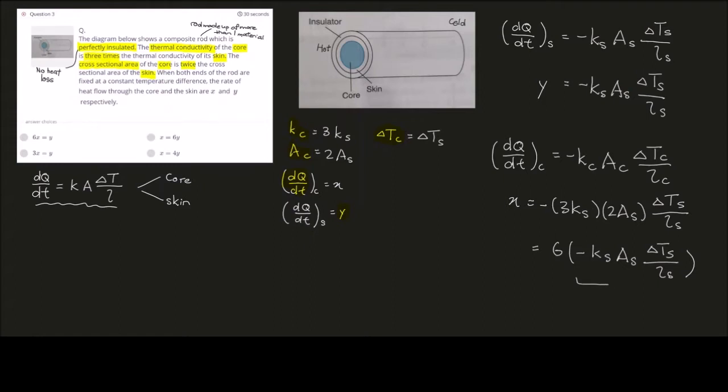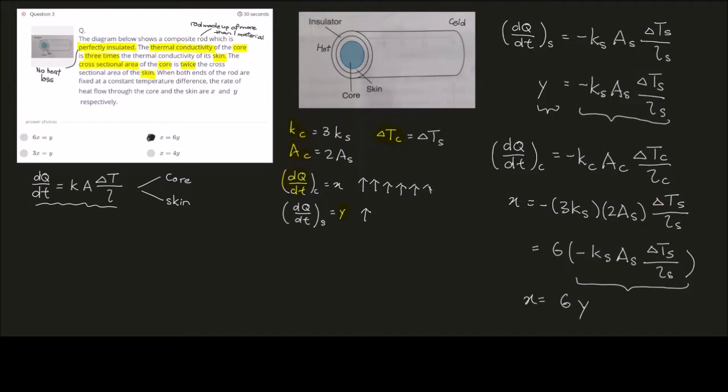As you can see here, everything in the bracket is exactly the same as what we found here. So we can change it to be expressed in terms of y. So now x will be equal to 6y. With that said, we have found our answer. What does this mean? Our core has a greater rate of heat flow, because our x is 6 times larger than y.